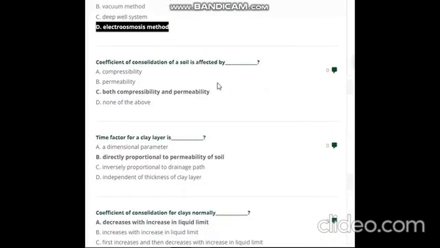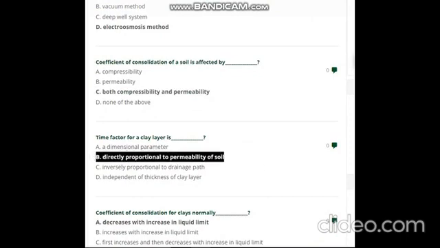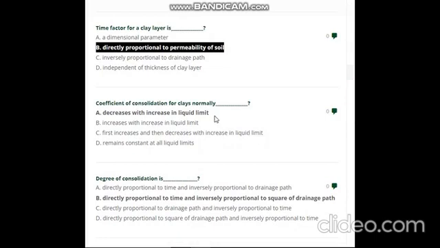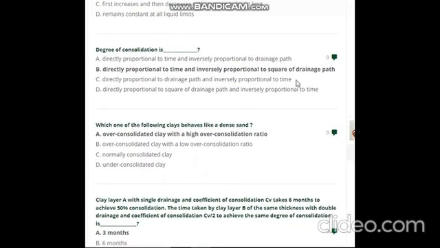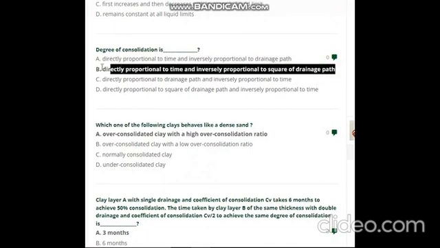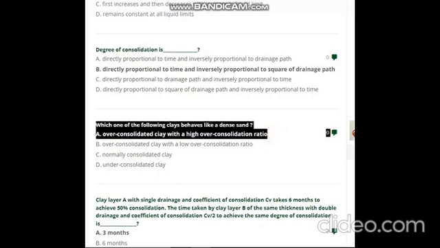Coefficient of consolidation of soil is affected by both compressibility and permeability. Time factor for clay layer is directly proportional to permeability of soil. Coefficient of consolidation for clay normally decreases with increase in liquid limit. Degree of consolidation is directly proportional to the time and inversely proportional to the square of drainage path. Which of the following clay behaves like dense sand? Over consolidated clay with high consolidation ratio.